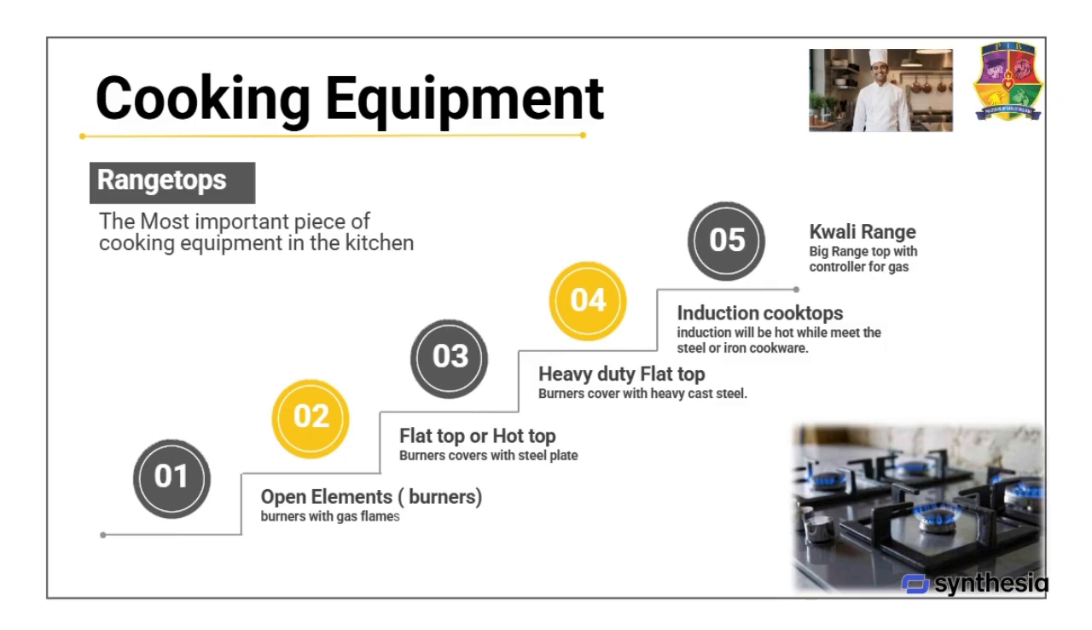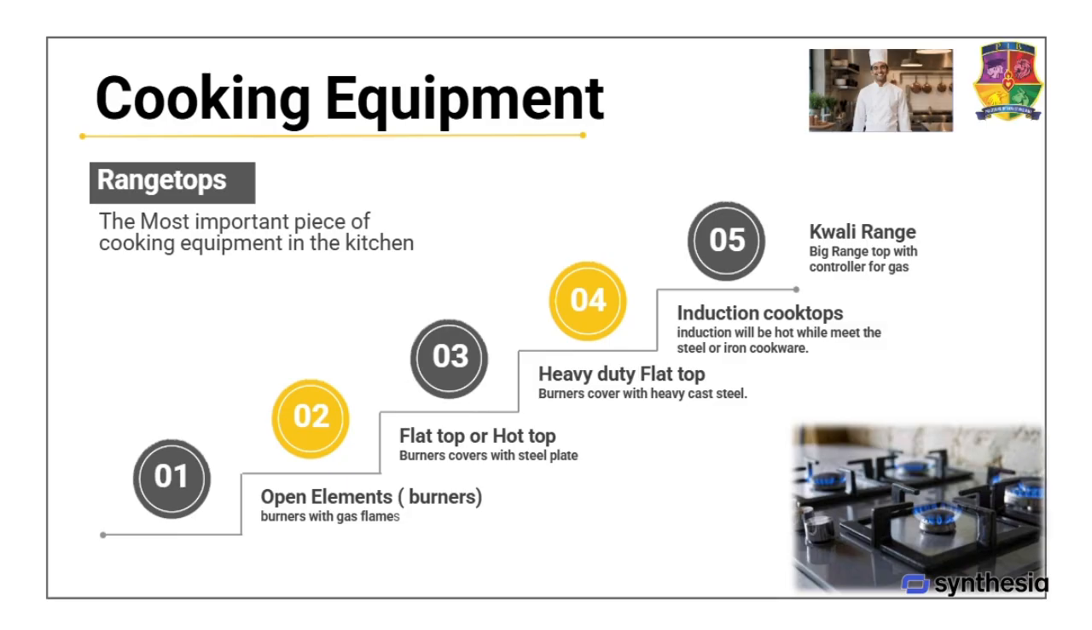Second, flat top or hot top. This type has a flat steel plate that distributes heat across the cooking surface. It is useful when we need a more even cooking surface. Third, we have the heavy-duty flat top. This is a stronger version, designed for intensive use with heavy cast steel or cast iron components. It is suitable for demanding professional kitchen operations.